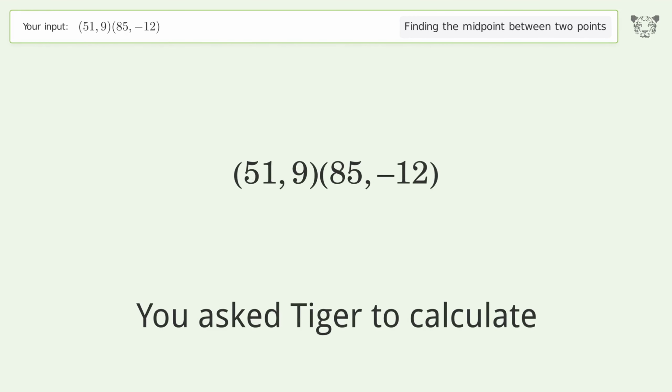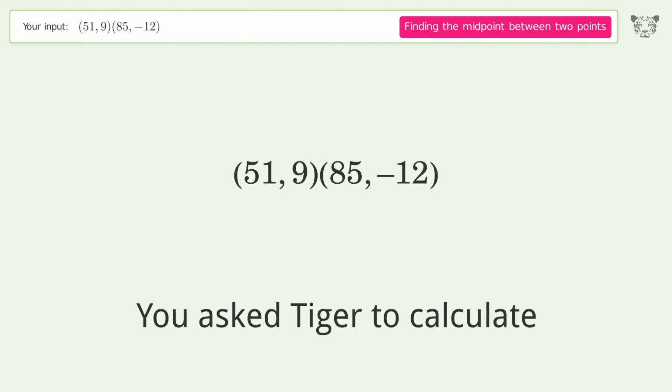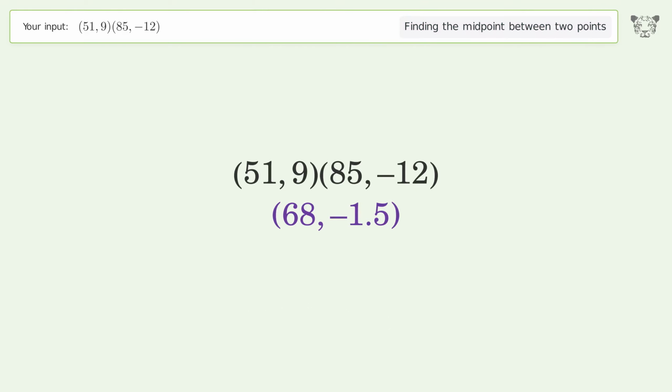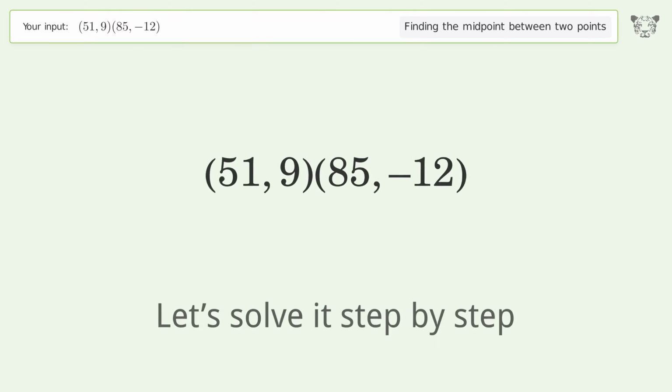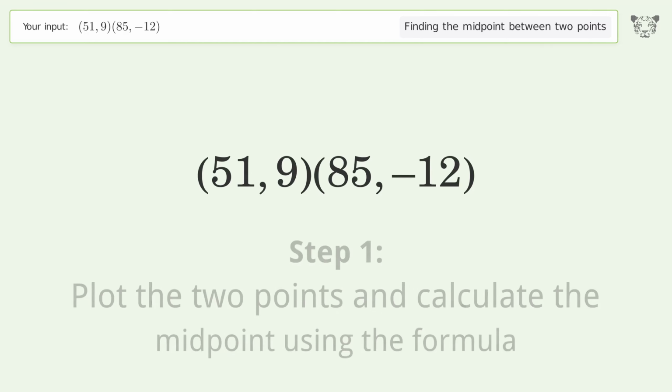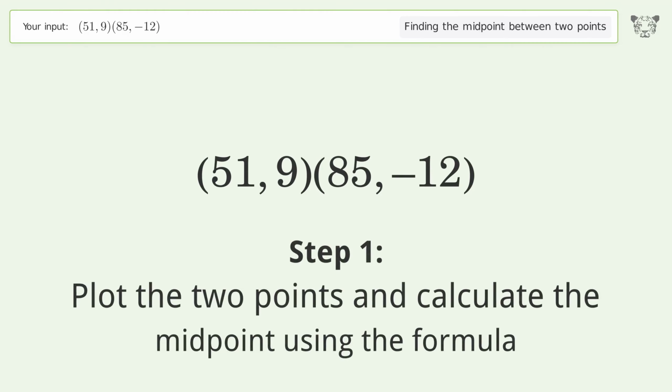You ask Tiger to calculate. This deals with finding the midpoint between 2 points. The midpoint between the 2 points is 68, negative 1.5. Let's solve it step by step. Plot the 2 points and calculate the midpoint using the formula.